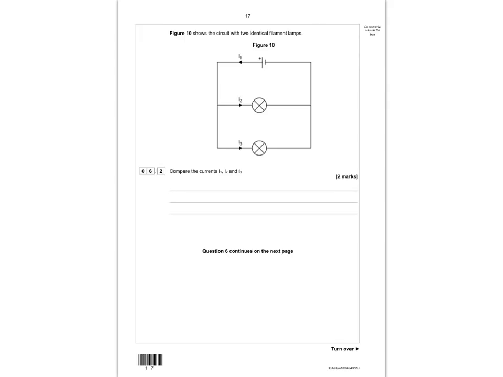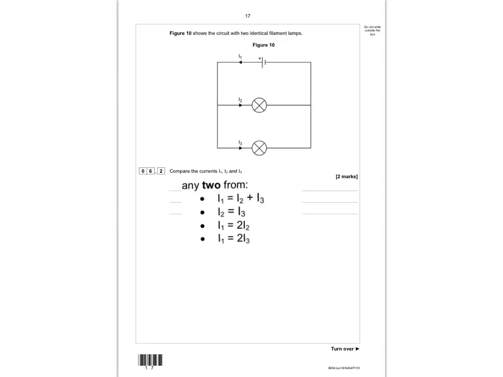It shows you that figure 10 shows the circuit with 2 identical filament lamps here and here. It says compare the current, say I1, I2 and I3. And you've got to use this as a mathematical expression. The idea is that I1 is the total current in the circuit, and when it reaches here it splits into I2 and I3. So I2 plus I3 will give you I1. I2 and I3 will be equal to one another because they are identical bulbs and therefore the same current.